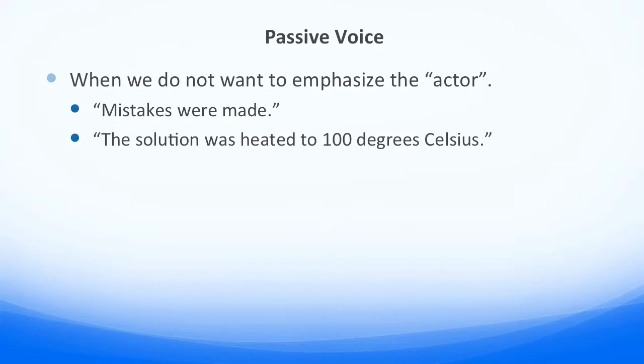It could get redundant repeating, "the researcher did this, the researcher did that." The passive sentence in the quiz you just took is an example of not needing to emphasize the actor in a method section of a paper.